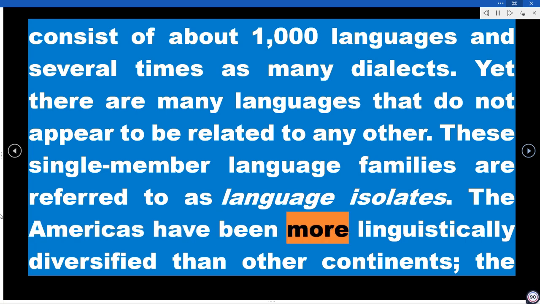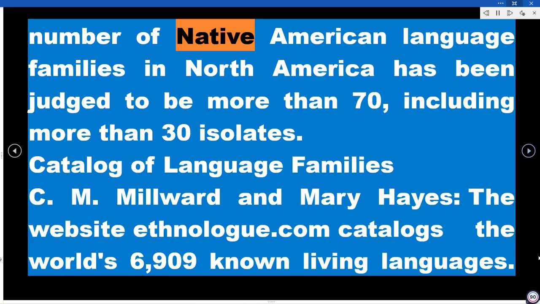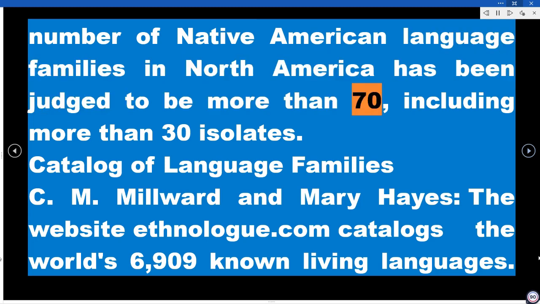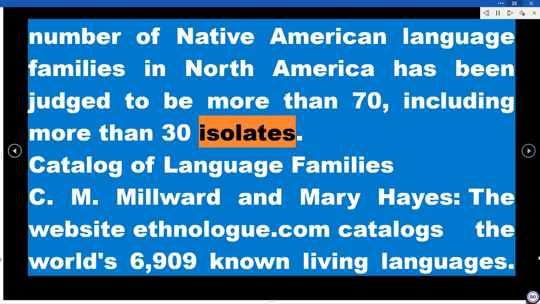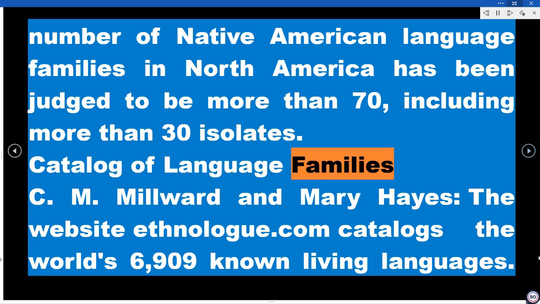The Americas have been more linguistically diversified than other continents. The number of Native American language families in North America has been judged to be more than 70, including more than 30 isolates. Catalogue of language families.